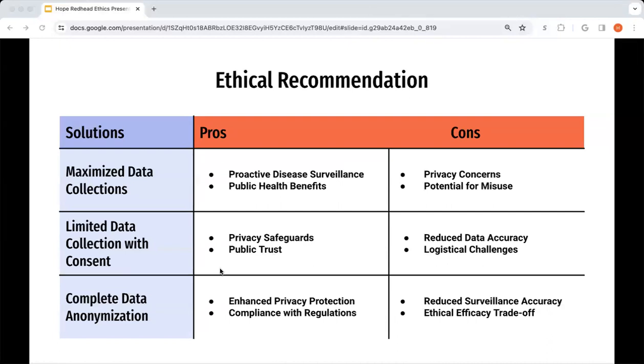And then lastly, there's complete data anonymization. So this is enhancing privacy protection and compliance with regulation, but it reduces the surveillance accuracy, and the ethical efficacy trade-off is pretty poor.